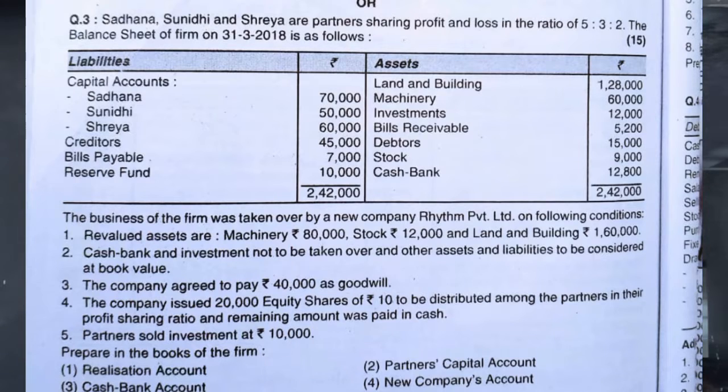Machinery 80,000, stock 12,000, land and building 1,60,000. Cash and investment are not taken over by the new firm, and other assets and liabilities are to be considered at book value. So cash and investment are not taken by the new firm, so we will not write them in this PC, purchase consideration. We will open a cash account, and the investment we sold and got the money from an outsider. But this investment was not taken by the new company.